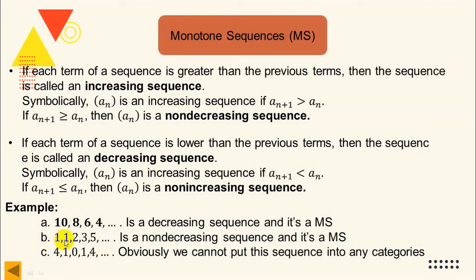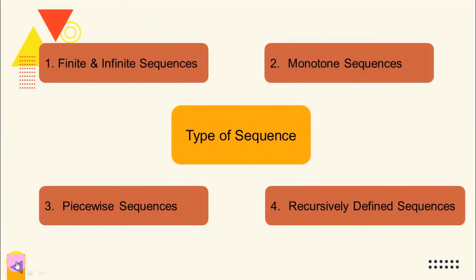Okay, and then for c we have 4, 10, 14. We can see here they have neither increasing nor decreasing. Maybe you can see they have some decreasing or increasing, but here there is a repeated value. So obviously we cannot put this sequence into any category. So this one is not a monotone sequence.